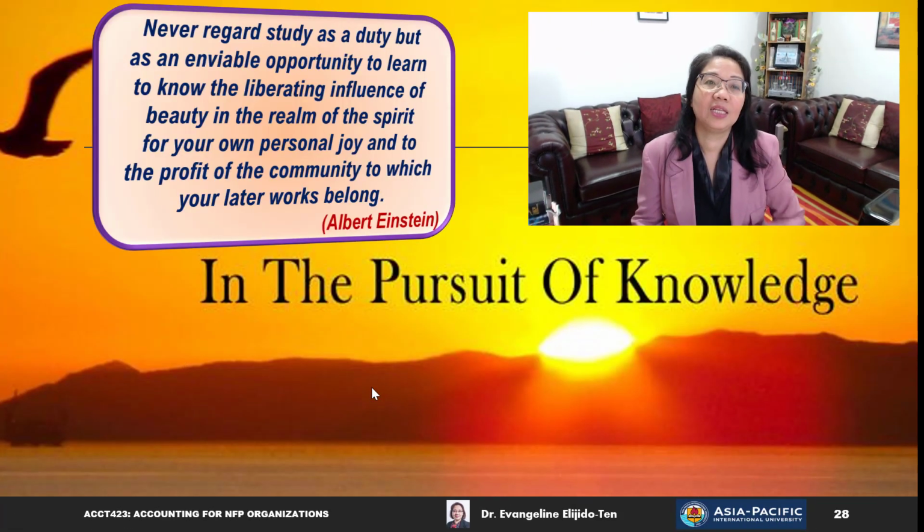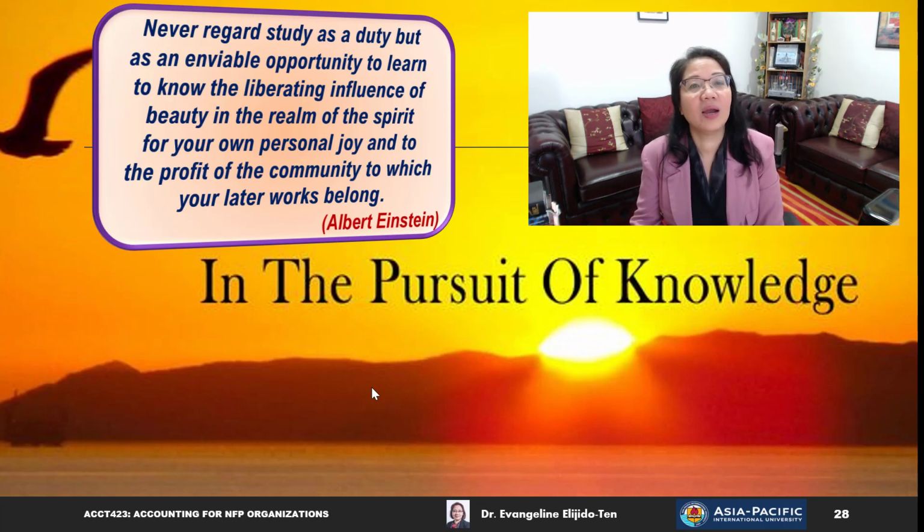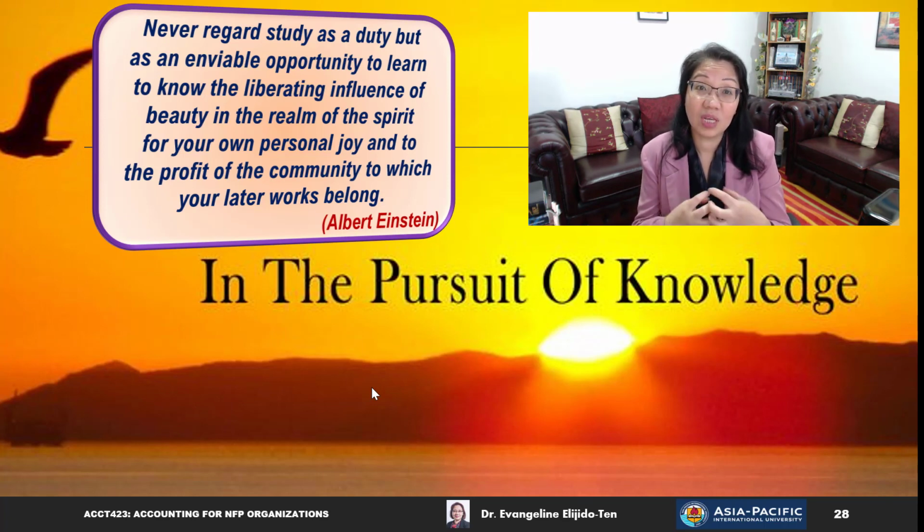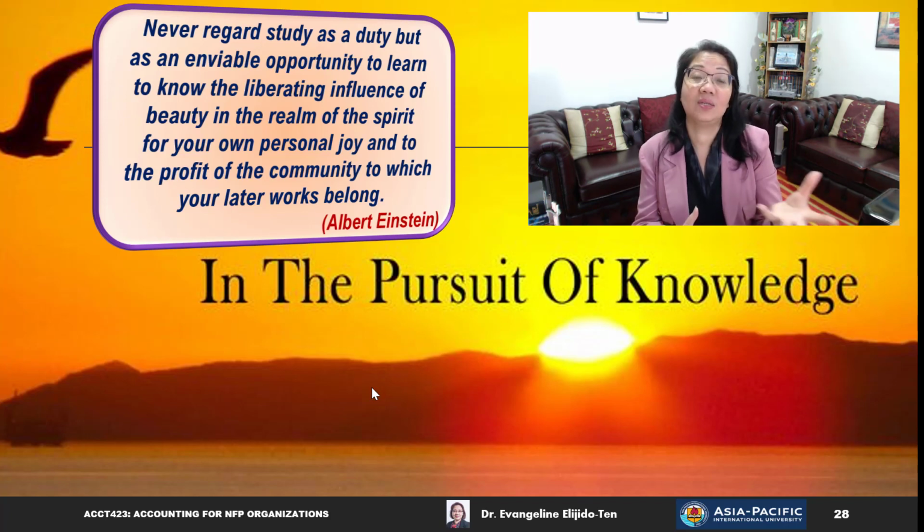All right. I just wanted to end with this quote from Albert Einstein. Never regard study as a duty, but as an invaluable opportunity to learn, to know the liberating influence of beauty in the realm of the spirit, for your own personal joy and to the profit of the community to which your later work belongs. Albert Einstein, even though he's not a professed Christian, he believes that his work is not fully his own. It actually profits the community.